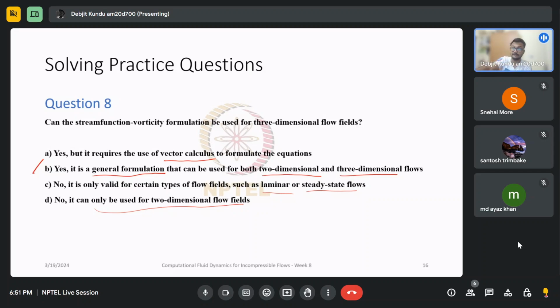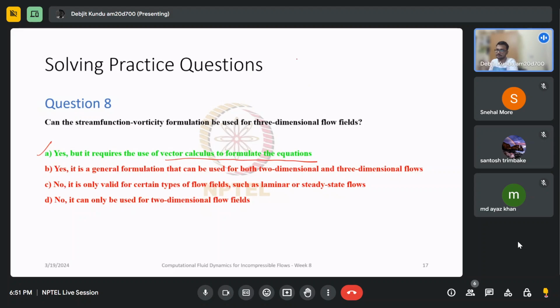Alright, so let's have a look at the solution. So it's actually option A. It can be done, but it needs the use of vector calculus to formulate the equations. So basically, stream function in a 2D scenario is very simple to visualize, right? So simply u equal to dou psi dou y, and v equal to minus dou psi dou x.